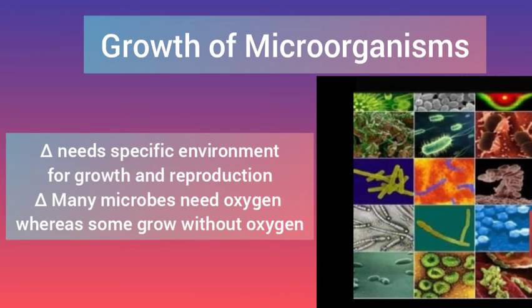Then the next part is growth of microorganisms. How do the microorganisms grow? They need specific environment for their growth and reproduction. Many of these microbes need oxygen. They are called as aerobic microbes, whereas some grow without oxygen. They are called as anaerobic organisms or microorganisms, you can say. In this picture, you can see several organisms are given.